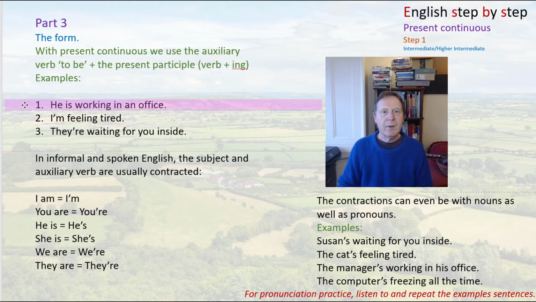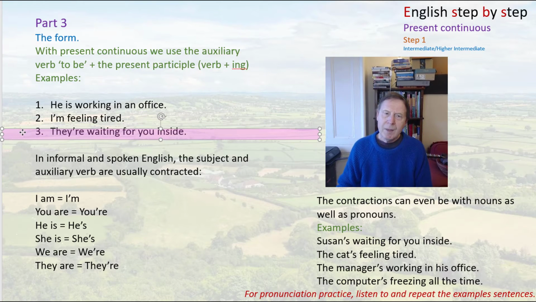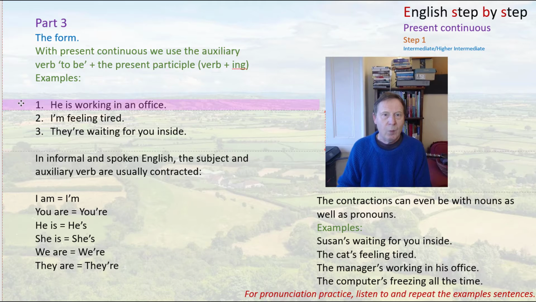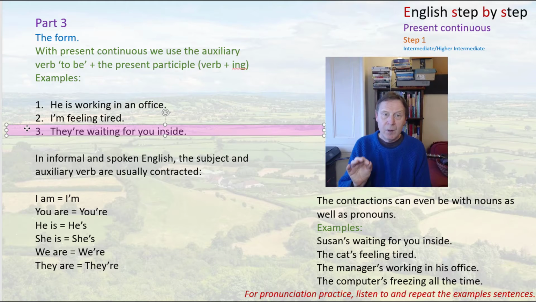So let's look at some examples. Number 1, he is working in an office. Number 2, I'm feeling tired. Number 3, they're waiting for you inside. Now sometimes when you listen to English, it's difficult to hear the auxiliary verb, and it sounds like he working, or I feeling, or they waiting. But remember, the auxiliary verb is always there. Sometimes it's not pronounced very clearly, but it should always be part of the grammar.